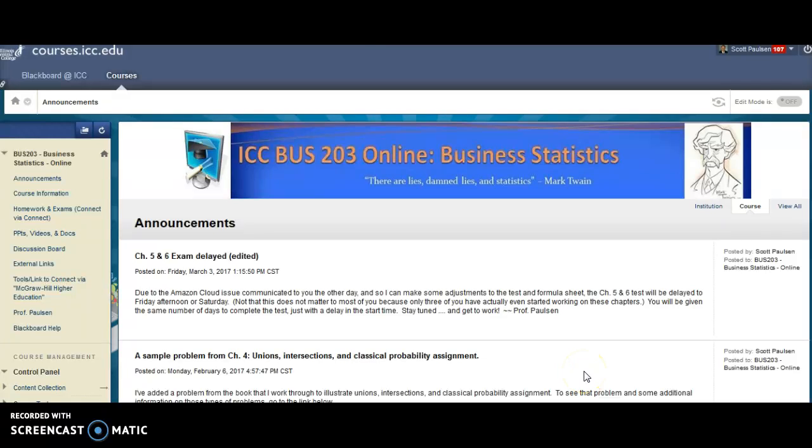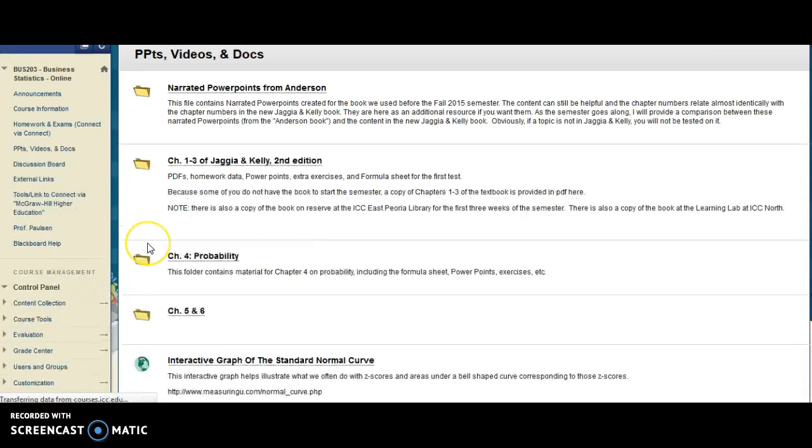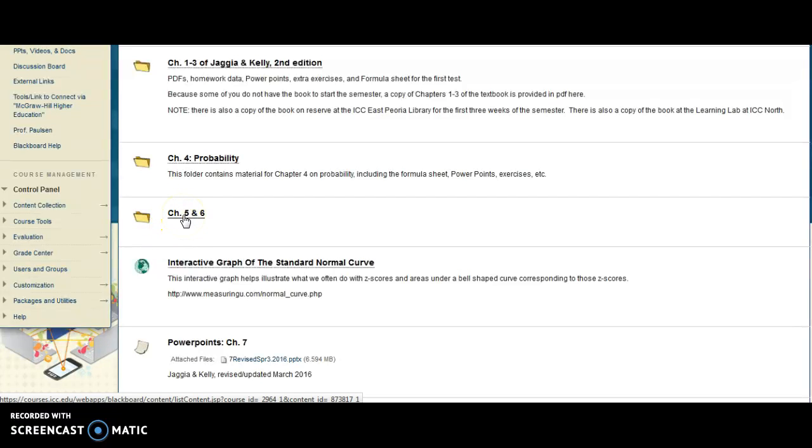Okay, I'd like to explain some things for Chapter 5 and 6, specifically a relatively new formula sheet and some additional material I've provided on Blackboard that will make your life much easier when it comes to solving problems in Chapter 5 in particular, but 6 also. First, go to Blackboard, go to PowerPoints, Videos, and Docs. You'll find the folder for Chapter 5 and 6. I'm going to open that in a new tab.